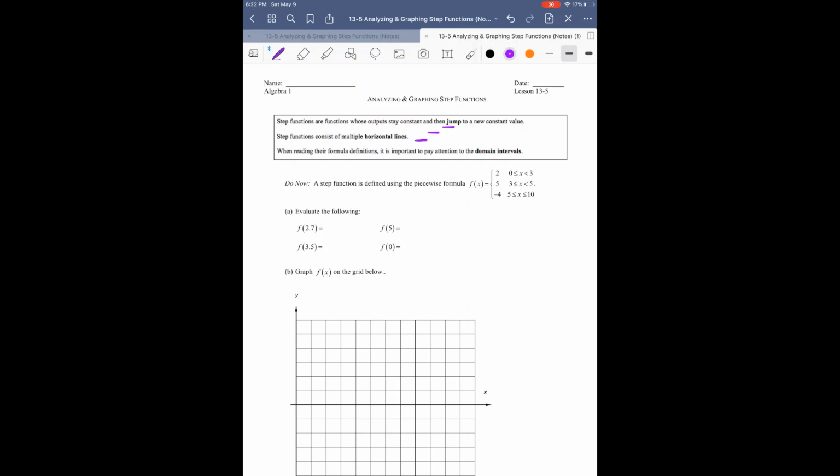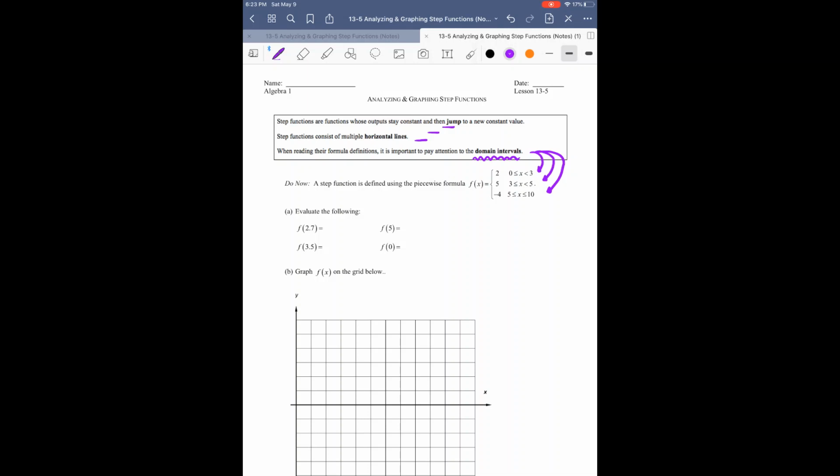And when reading their formula definitions, it is important to pay attention to the domain intervals. So the domain intervals tell you for which x values the output applies to. Okay, so the output of 2 applies for 0 less than or equal to x less than 3. The output of 5 applies when 3 less than or equal to x less than 5. Okay, so make sure you're paying attention to those domain intervals so that you can understand which x values belong to which outputs.